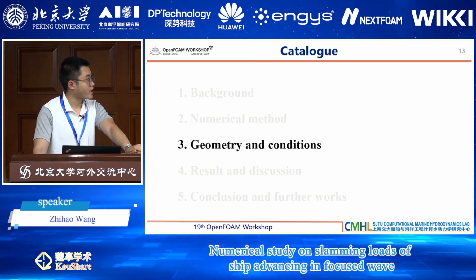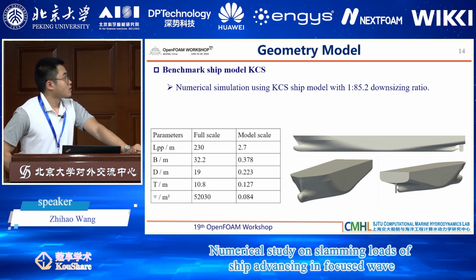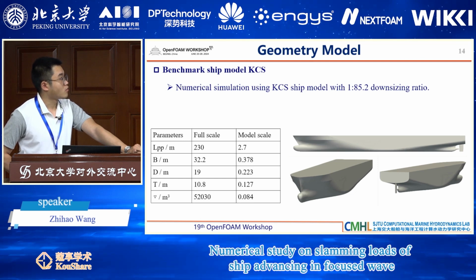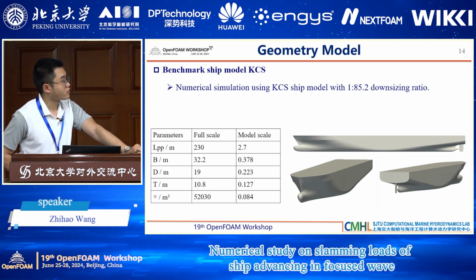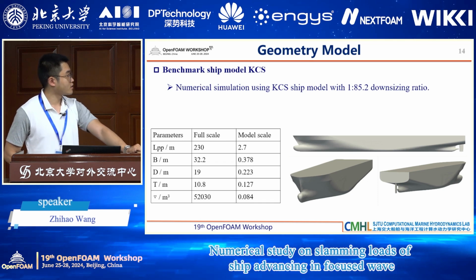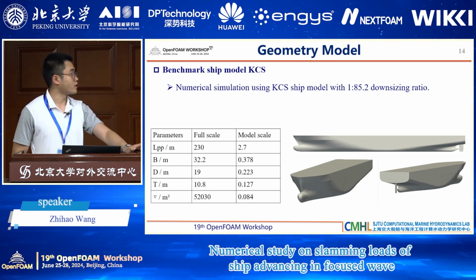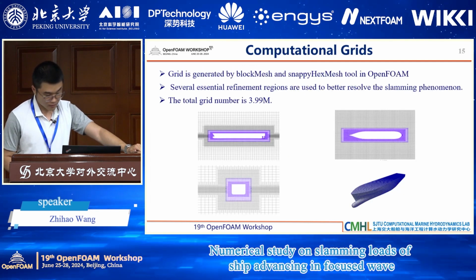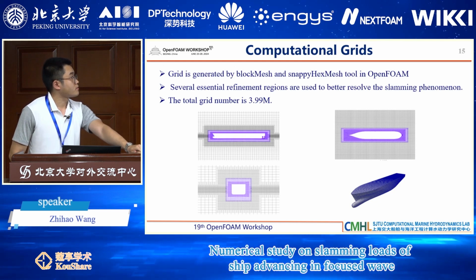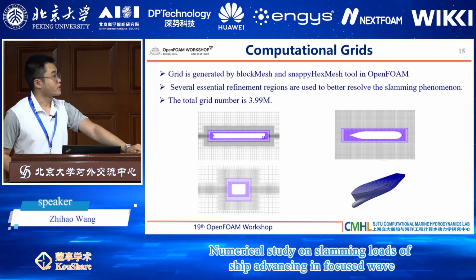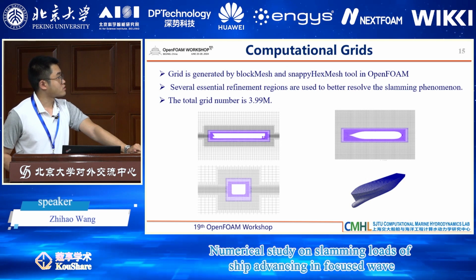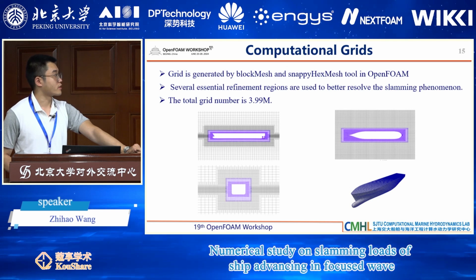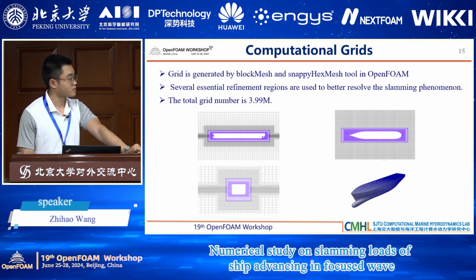Third part is the geometry and the conditions. The numerical simulation is using the KCS ship model with a 1 to 85.2 downsizing ratio. And the parameters of this ship are shown in this table. The grid is generated by blockMesh and the snappyHexMesh tool in OpenFOAM. Several essential refinement regions are used to better resolve the slamming phenomenon, and the total grid number is about 3.99 million.